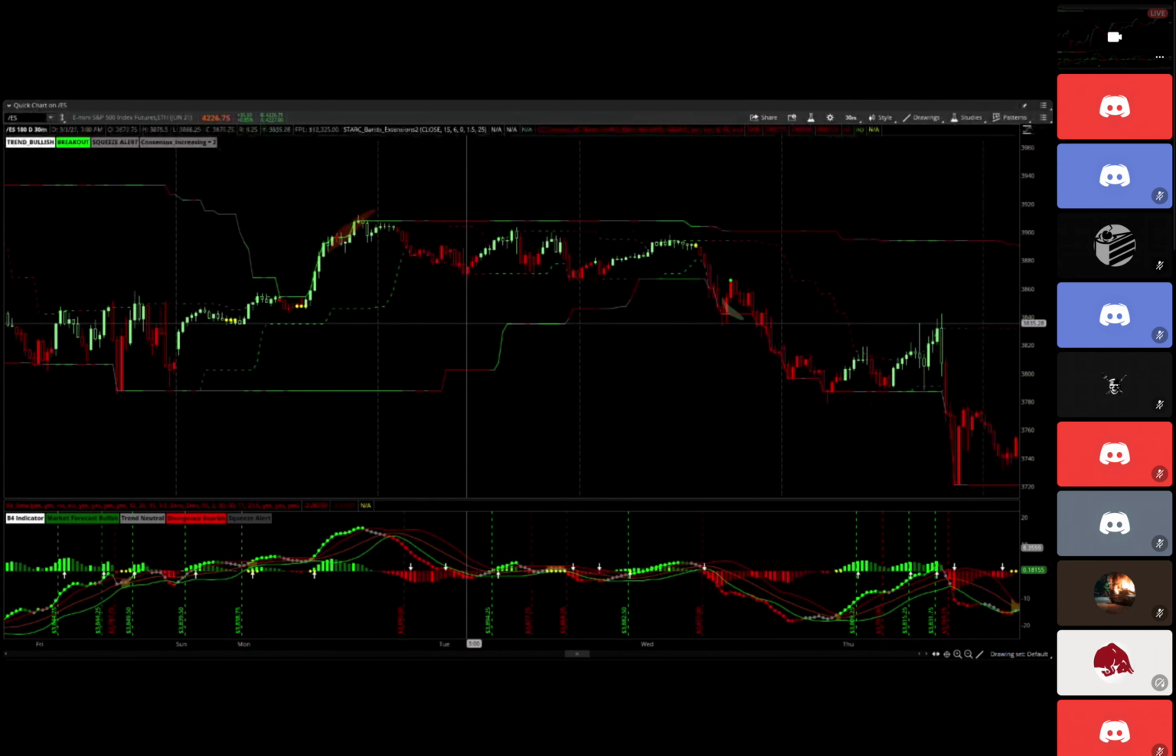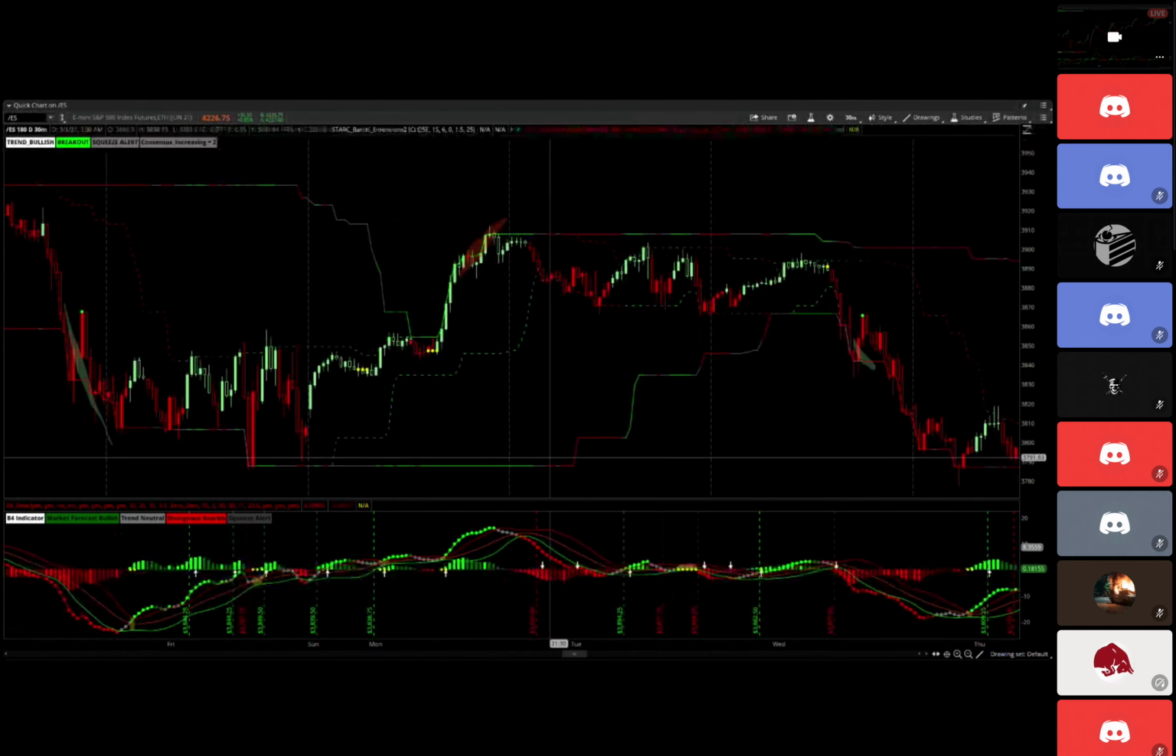I just have a question on the sideways moves. The example that you just showed there. Here? Yeah. How would you avoid taking any trades when it moves sideways?